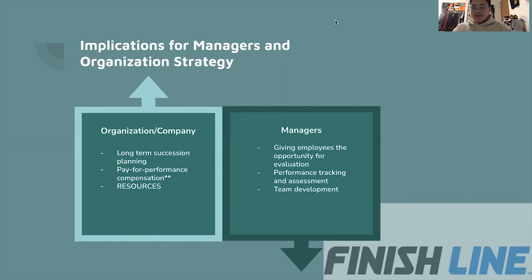The last one is team development. As a manager, you've got to develop your employees basically as a team. I feel like if people are working alone, they're not really going to develop good productivity. Working in teams is going to make things better and it's going to make things faster. So those are some points that I had for implications for managers and organization strategy.